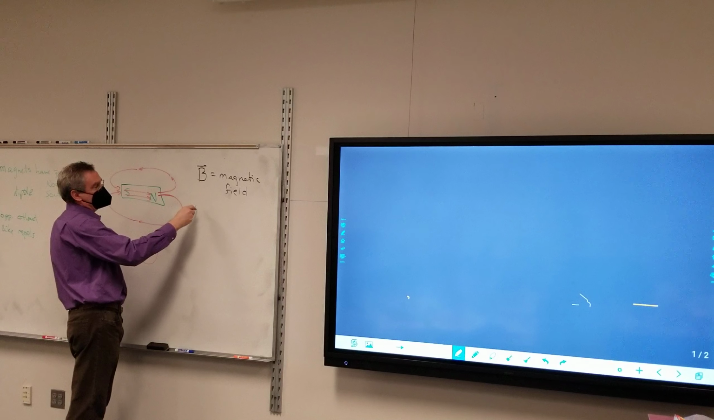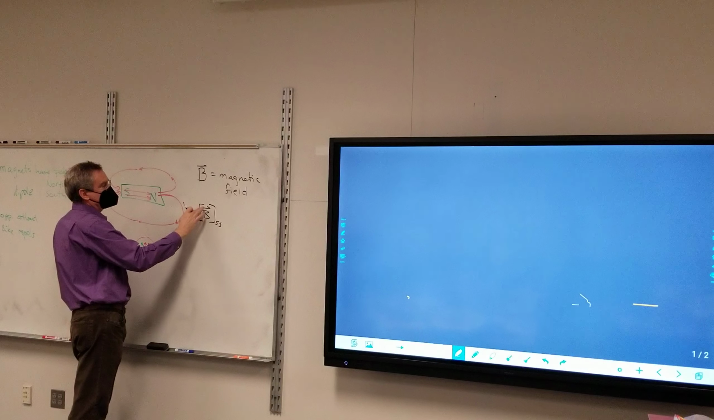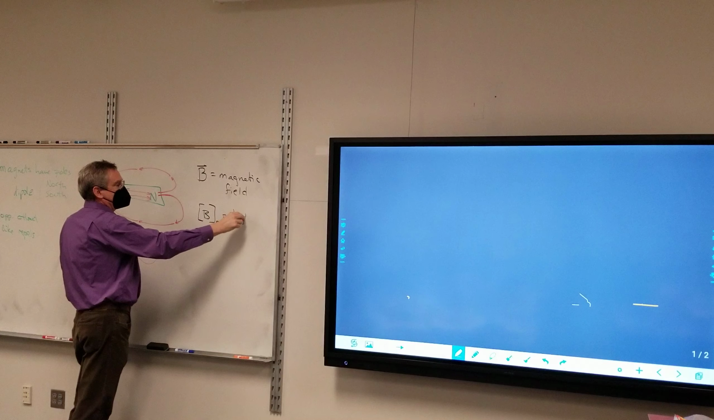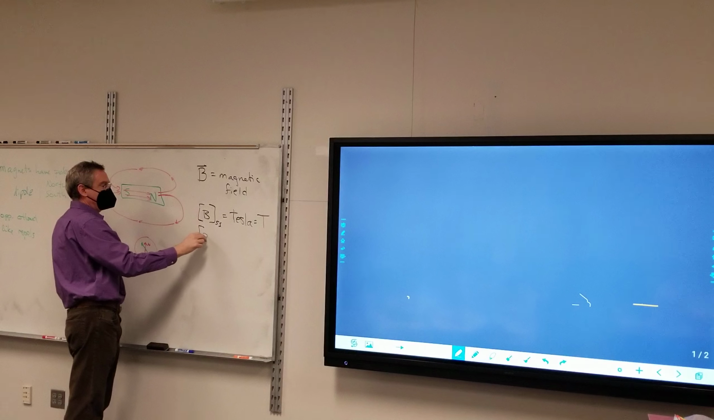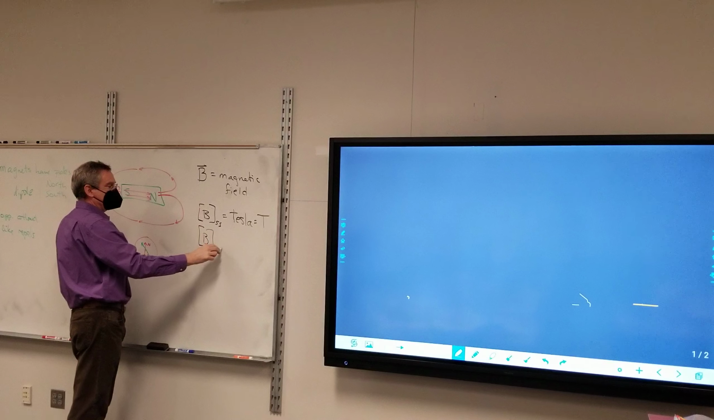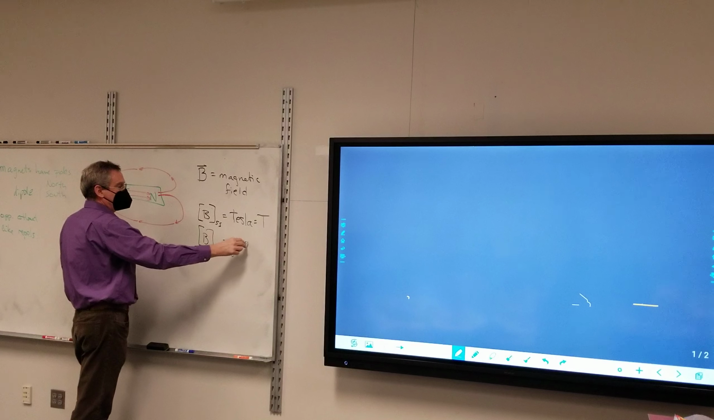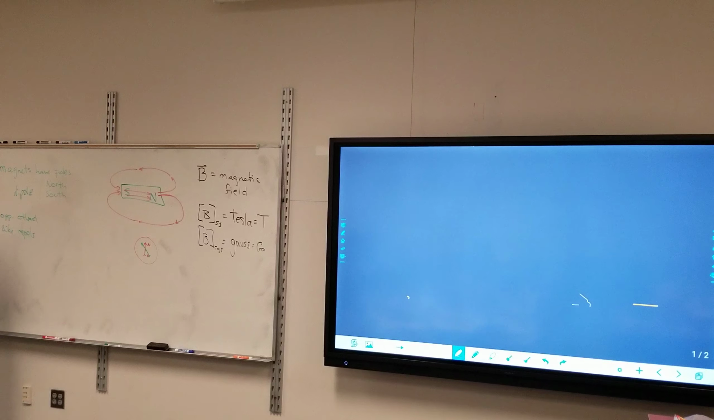So magnetic field, and then the units of magnetic field, the SI units, I guess, of the magnitude, is the Tesla, symbol a capital T, and then CGS is the Gauss, which I think is G. I don't use Gauss that much.